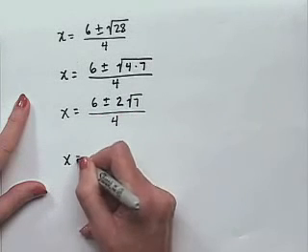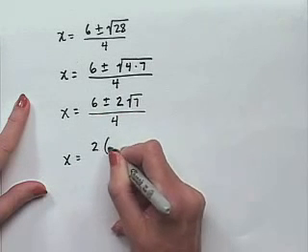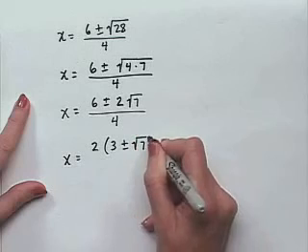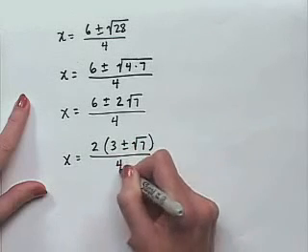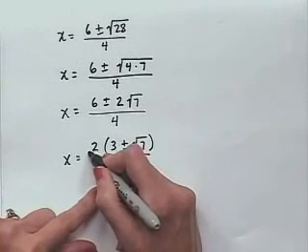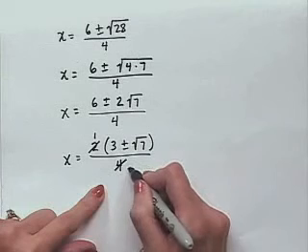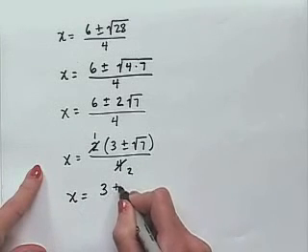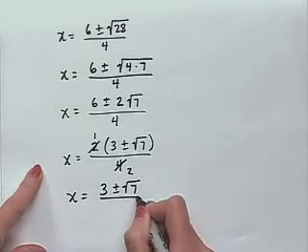Next, we're going to factor out a 2 in our numerator. That's going to leave us with 3 plus or minus the square root of 7 inside parentheses divided by 4. And now we see that 2 is a common factor, which can be divided out. Divide by 2 and divide by 2. And our final answer will be x equals 3 plus or minus the square root of 7 divided by 2.